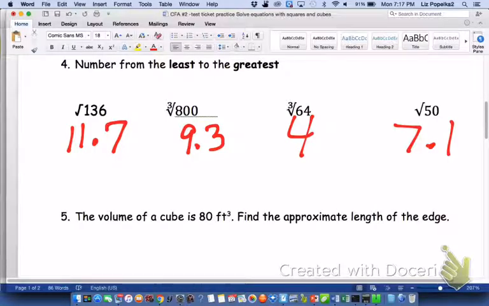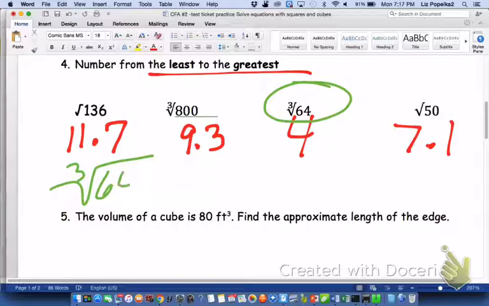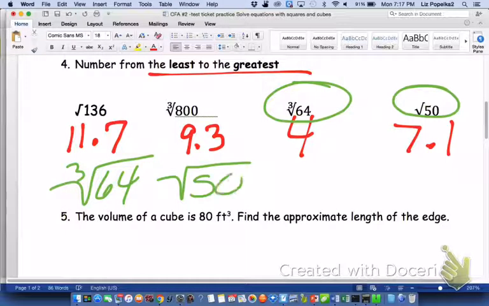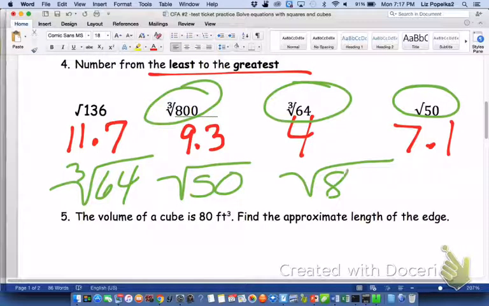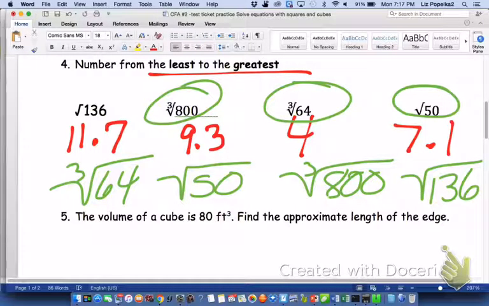So now that we've done the hard work, we've got to put these in order. It says from least to greatest, so the smallest number is 4, which is the cube root of 64. The next smallest is going to be the square root of 50, because it's 7.1. The next one is going to be the cube root of 800. And finally, the only one that's left is 136. So now these are in order from least to greatest.